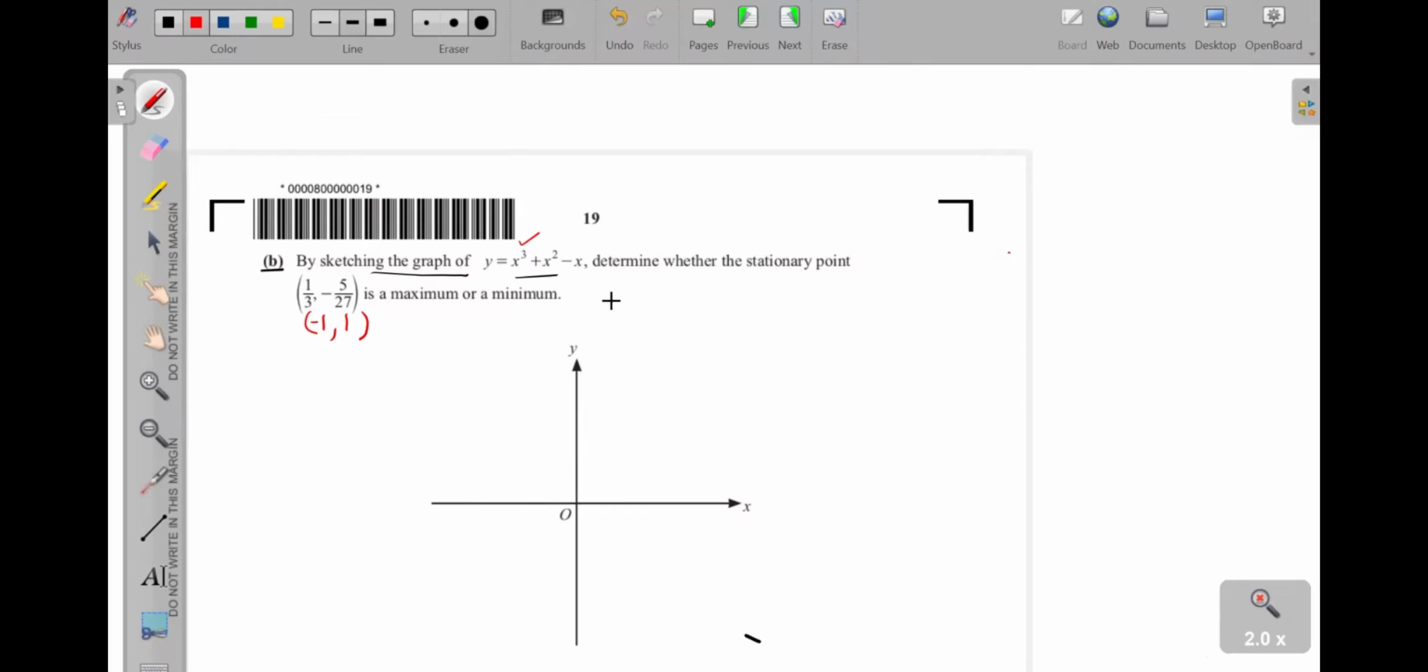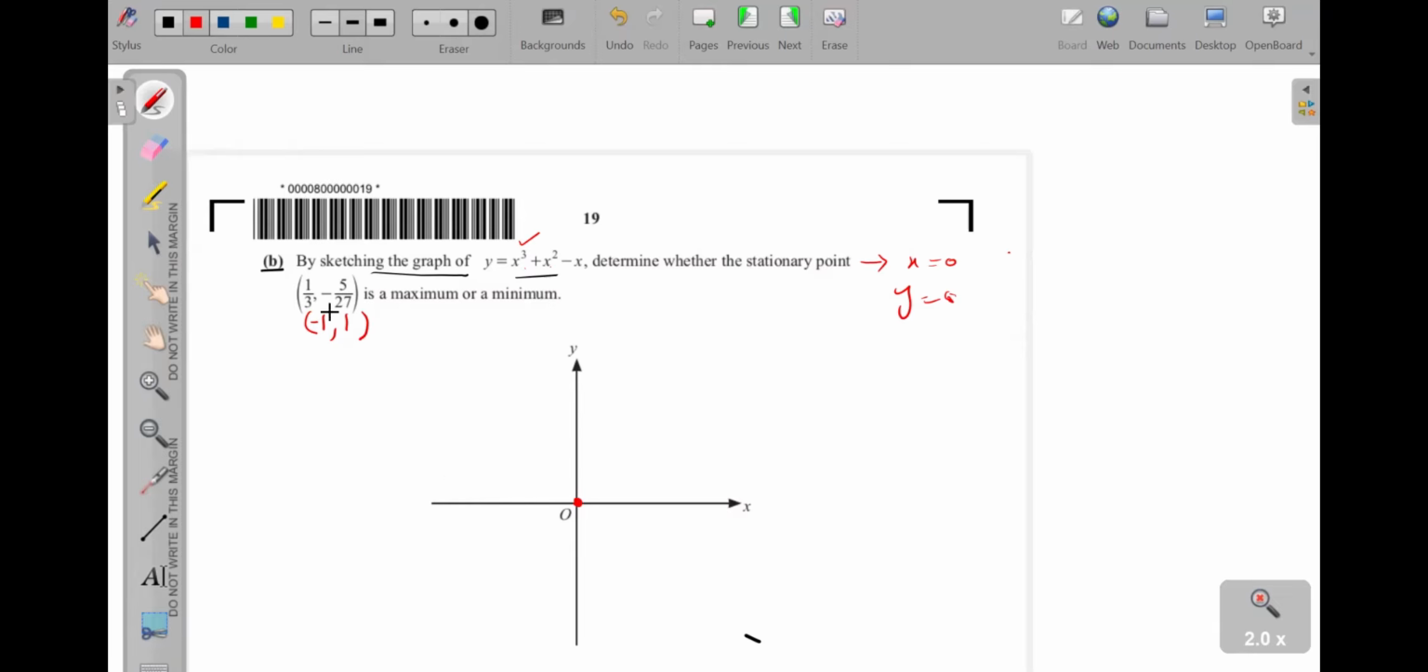y-intercept of this graph. To get the y-intercept, we will substitute x is 0. When x is 0, y will be equal to 0 cube plus 0 minus 0, y will be 0. Therefore, the graph will pass through this point. And next, we will see the turning points of this graph.